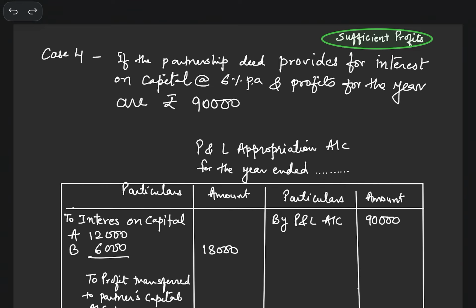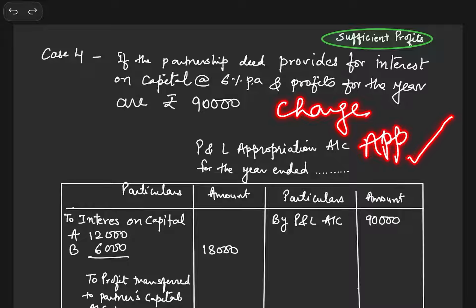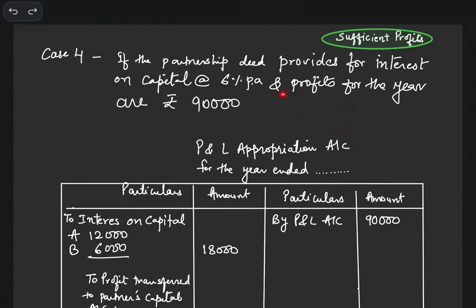Case number 4. In this, the partnership deed provides for interest on capital at the rate of 6% per annum and profits for the year are rupees 90,000. So here the question is clear cut informing us that the partnership deed is providing. So again, the student needs to take the decision whether interest on capital be treated as charge or as an appropriation. Once again, it is to be considered as an appropriation, and then they have to find out whether there are profits or losses. In this case, there are profits.